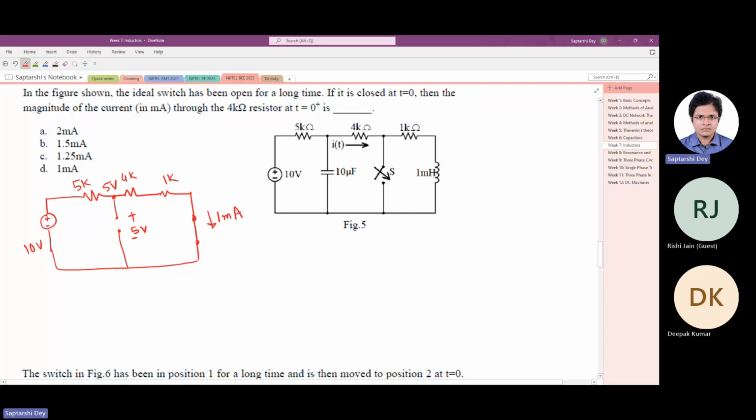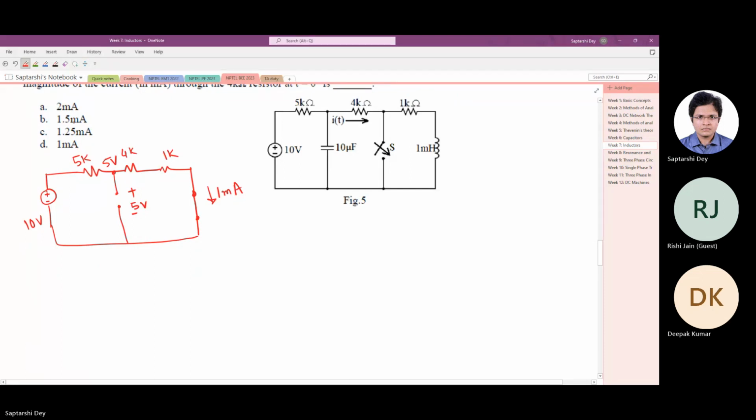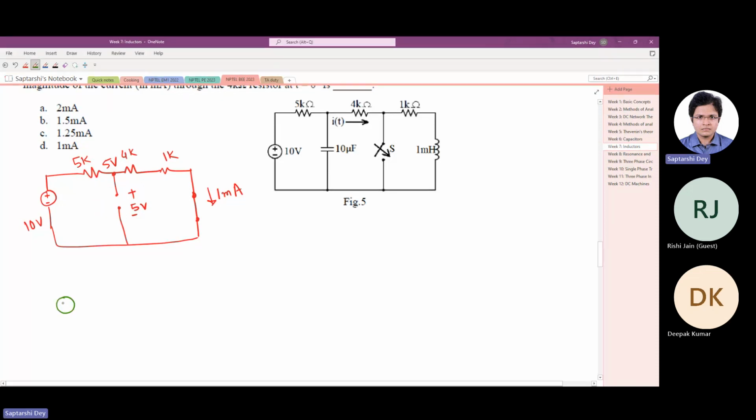right? Now the question is, switch is closed at t equals 0, then the magnitude of current through the 4 kilo ohm resistor at t equals 0 plus. So now we have to do the same thing. We'll replace the capacitor by a constant voltage source and the inductor with a constant current source, and the values of the voltage and current sources will be what we found for their steady state value. Now we will draw the circuit once again.